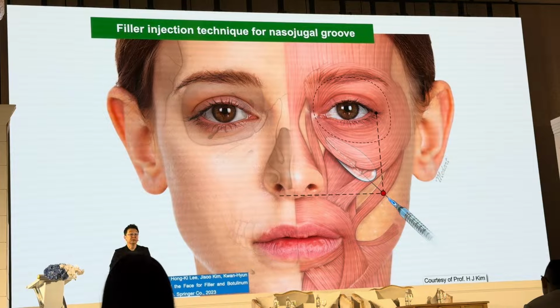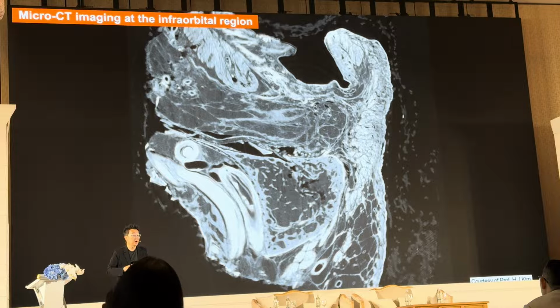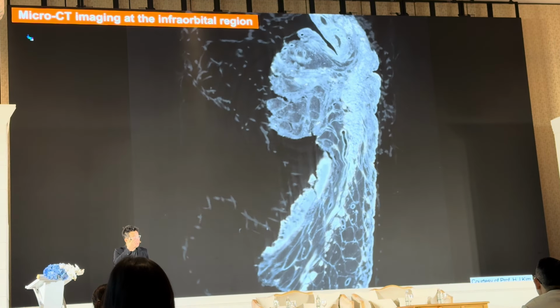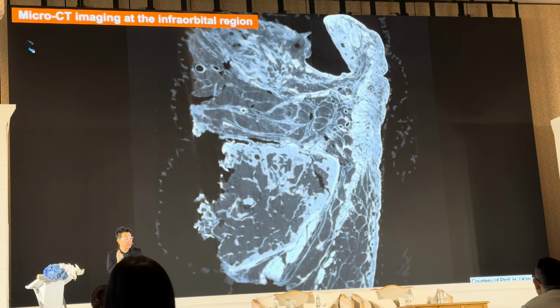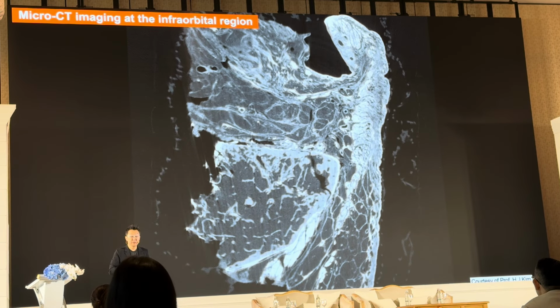In this status, we should understand the anatomical features. So this is micro-CT images from our volunteers, not clinical volunteers. We clearly show all those structures. When you look at the micro-CT images, you can see the bone of the maxilla, and superficially you can see the orbicularis oculi muscle, the orbital portion.